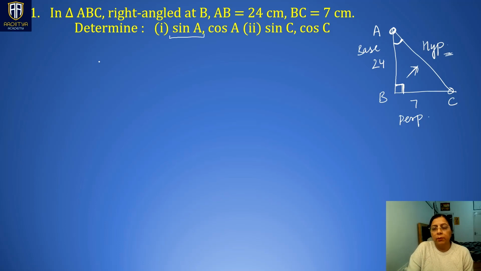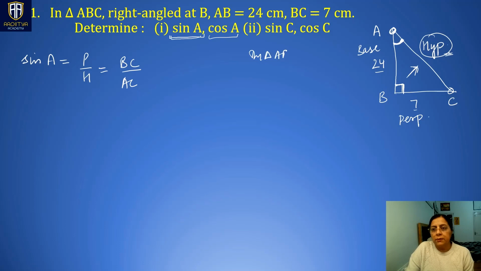So if I'm talking about the trigonometric ratios of angle A, what ratios are required here? Sine A and cos A. So for sine of A, sine of any angle is the ratio between the perpendicular and hypotenuse. So if we are taking for A, the perpendicular becomes BC here, and hypotenuse is AC. Now also we have got those two values 24 and 7 in this triangle. So first of all we have to find the value of hypotenuse AC.